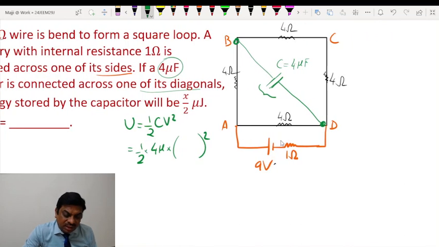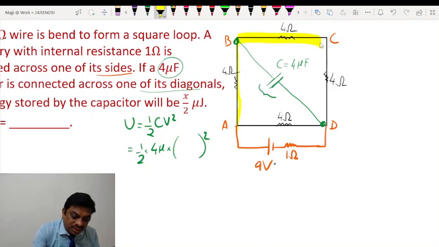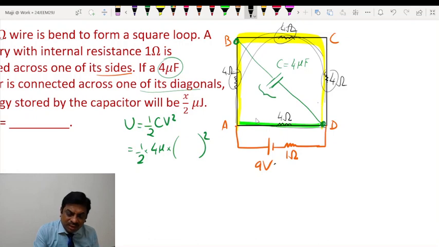So let us see the current distribution. Now students, you can see that the current will flow in this way, and a part of the current will flow this way. So you can see this is 4 ohm, 4 ohm, 4 ohm, altogether 12 ohm, 3 4s are 12 ohm this side, and 4 ohm this side. Both are in parallel. So this yellow path and the green path both are in parallel.